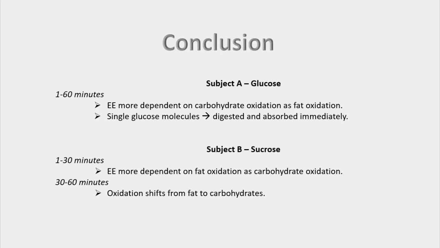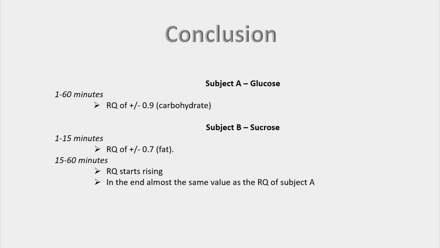Subject B, consuming sucrose, had an energy expenditure that mostly relied on fat oxidation in the first 30 minutes of cycling. After the first 30 minutes, the oxidation shifted from fat to carbohydrates. This confirms the literature stating that the breakdown of sucrose and the different absorption pathways may take more time. It should be taken into consideration that subject B already had a high fat oxidation during fasting in comparison to subject A. These results can also be seen when comparing the experiment RQ.